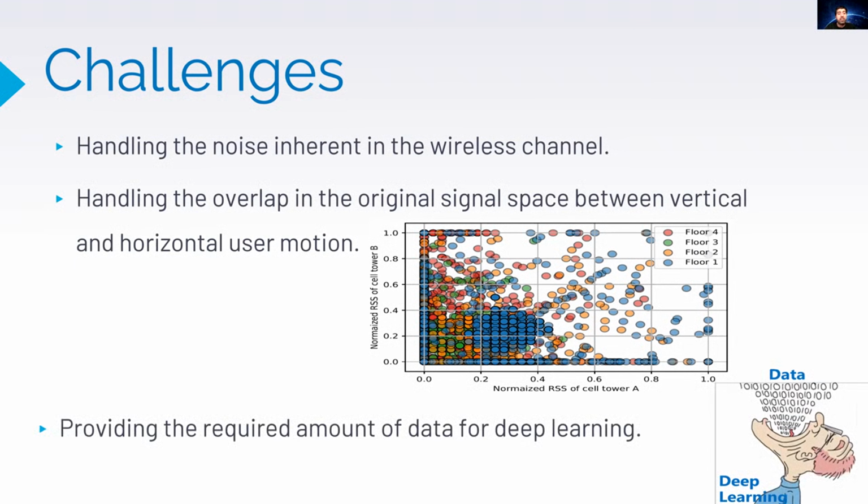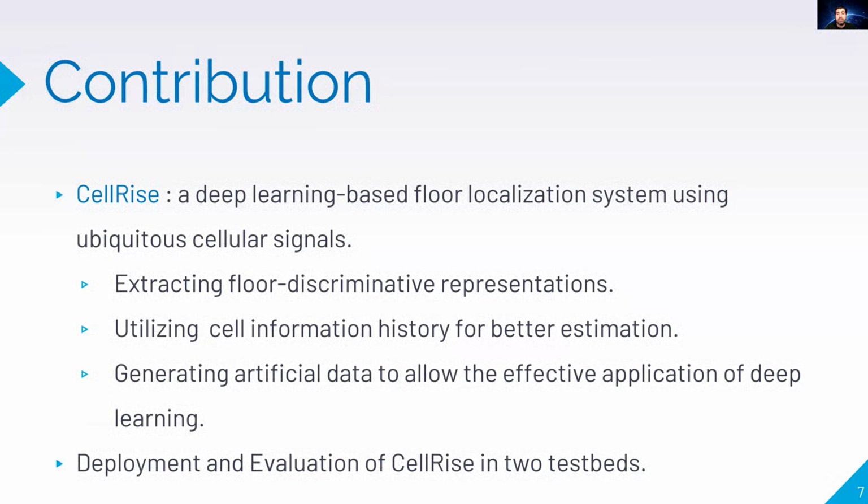Finally, providing the required amount of data for the effective adoption of deep learning is challenging since it needs a lot of data collection. We propose CellRise, a deep learning-based system for floor estimation in multi-story buildings using ubiquitous cellular signals. CellRise provides a novel module to extract floor discriminative representation, characterizing different floors, given the overlap in the original signal space between the vertical and horizontal motion.